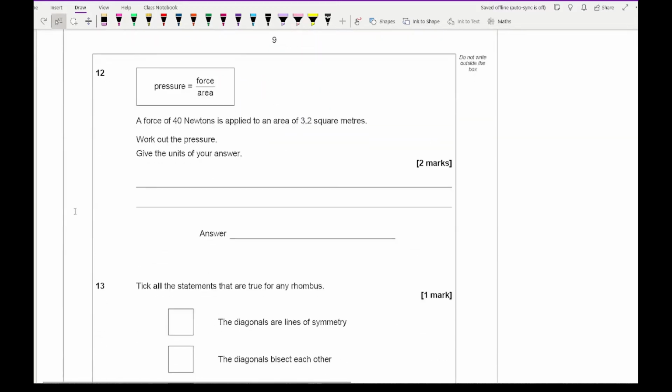The next question, question 12, says pressure equals force over area. A force of 40 newtons is applied to an area of 3.2 square meters. Work out the pressure, give your units for your answer. So for this, it's going to be using the formula. The force is 40 divided by 3.2, and that gives me an answer of 12.5. Now for 1 mark, we also need to write down the units. So the force is measured in newtons, and obviously then the area is in square meters, so it's going to be meters squared. Now you could use N m to the power of minus 2. That's entirely up to you, whichever you've been taught.